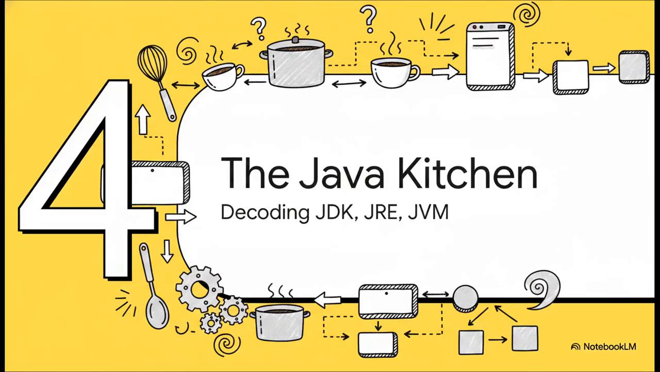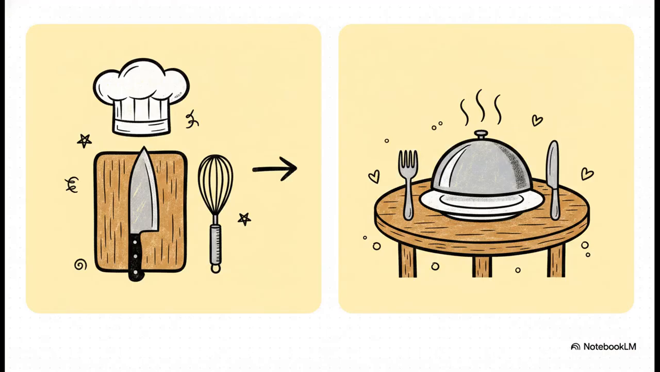All right, Section 4, inside the Java kitchen. It is time to decode the alphabet soup of JDK, JRE, and JVM. To really wrap our heads around the difference between the JDK, the JRE, and the JVM, we need a solid analogy. Imagine running a restaurant. The chef's master kitchen represents the Java Development Kit, or JDK. This is the complete toolkit a developer needs to actually create the meal. It's the knives, the chopping blocks, and that Java compiler we talked about earlier.